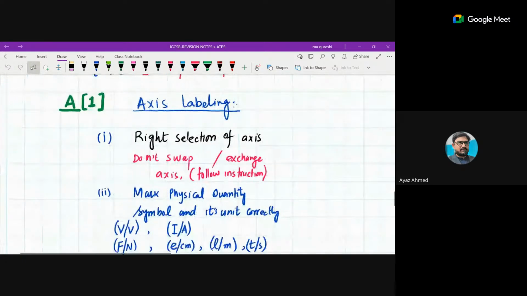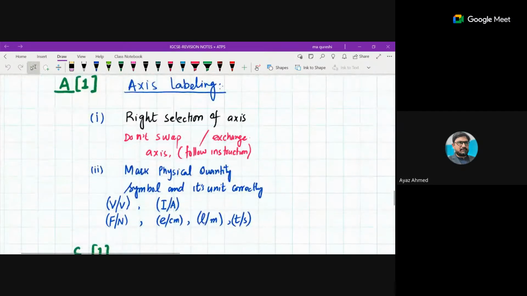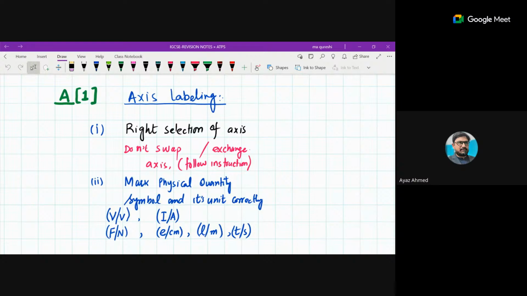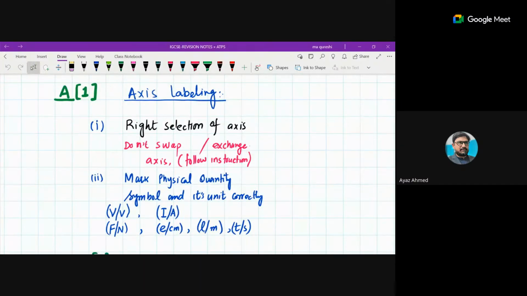So we have discussed 3 points till now. One, what is A? It means that your axis must be labeled, and what is included in the axis labeling: right selection of the axis should be there. Don't swap the axis. Follow the instructions. Whatever you are instructed, that x axis should be this and y axis should be this. So you have to follow that one.